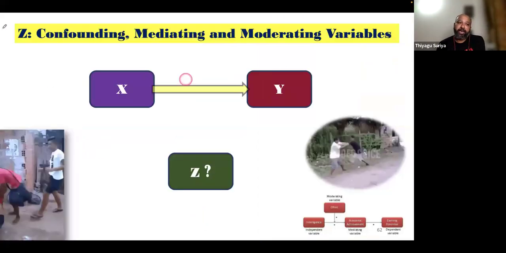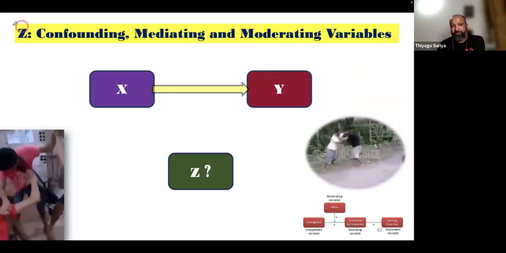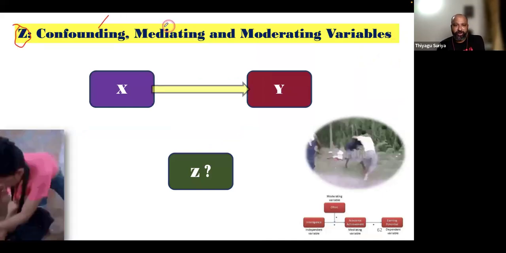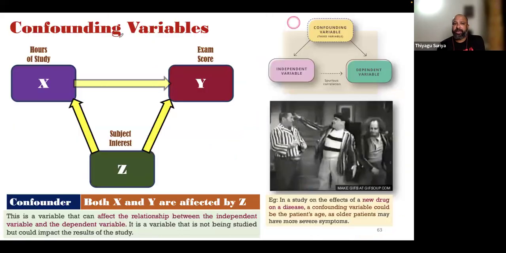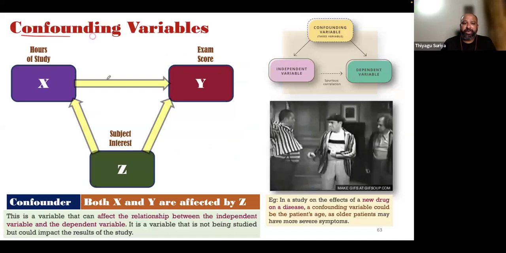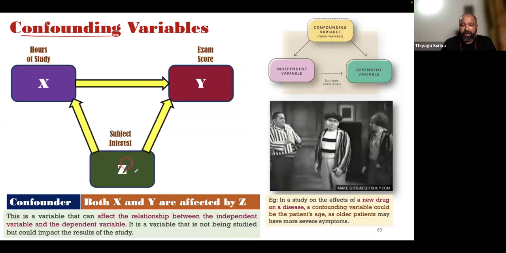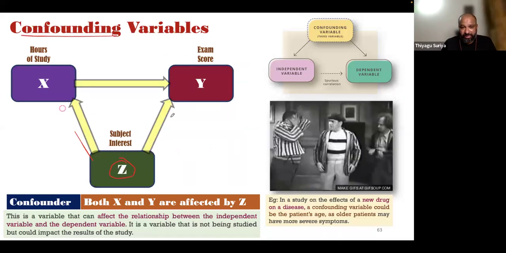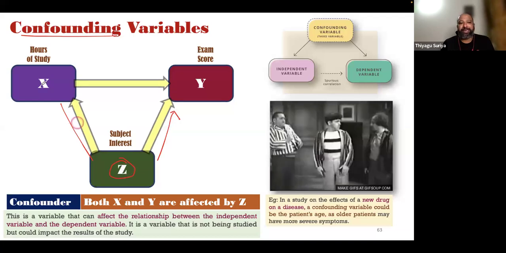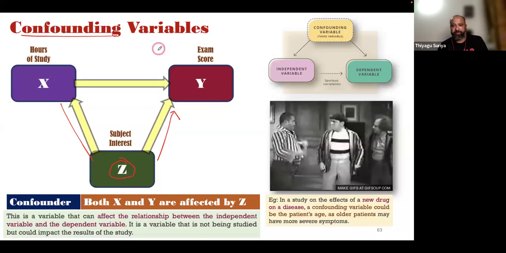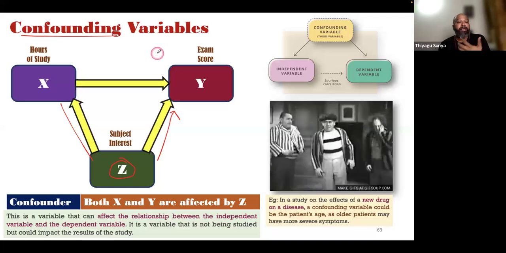If it's only x and y, there is no problem. When it comes to z, we have different roles: confounding variable, mediating variable, moderating variable. Plenty of roles are there. Please look at this diagram. Confounding variable: if the third variable might affect both x and y. Listen, the arrow mark is very important. If the third variable affects both x and y, then it's called a confounding variable.